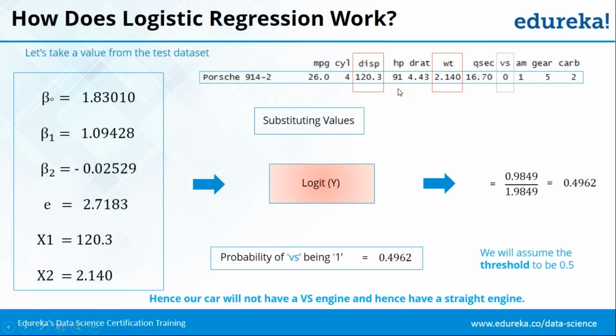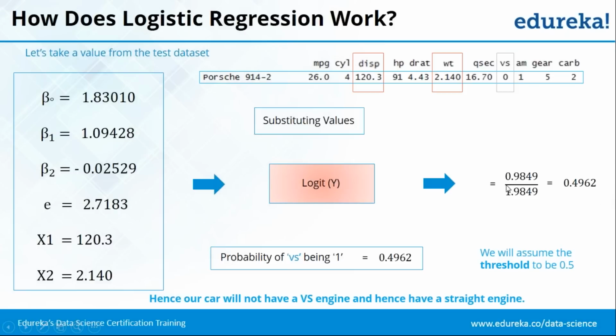Now as you can see in the data set, if the displacement was 120.3 and the weight was 2.140, our VS engine value was 0. So when we are solving it in the equation form, y is basically the value of VS. So this probability is basically the probability of VS being 1. The probability, in the case when my DISP and my WT values were this, of y being 1 or VS being 1 is this, right?